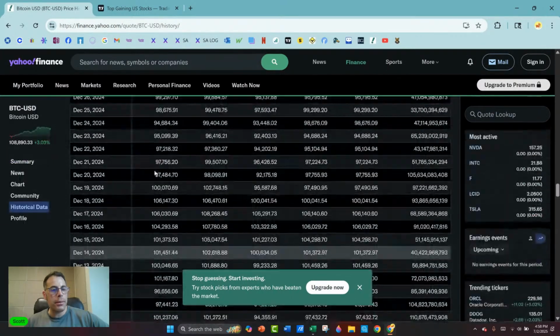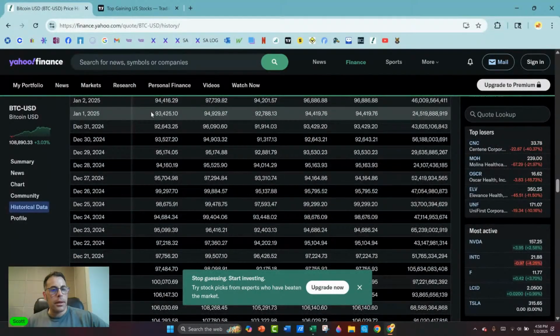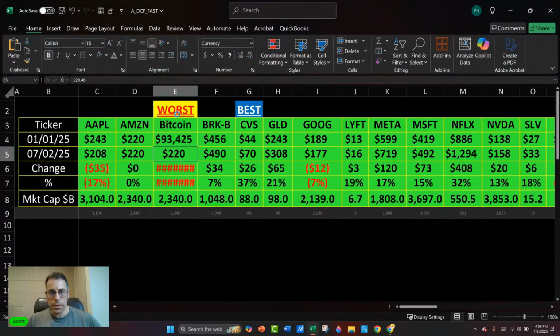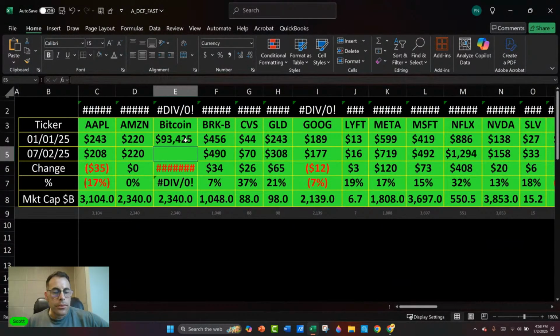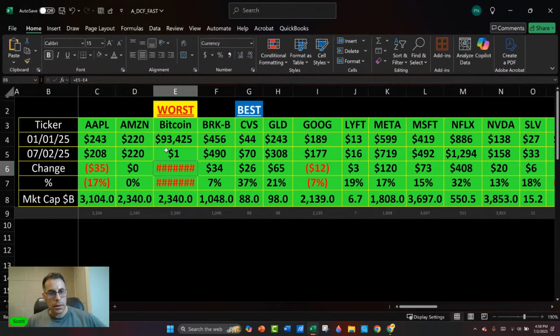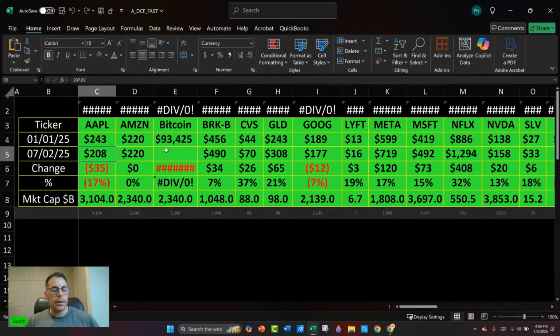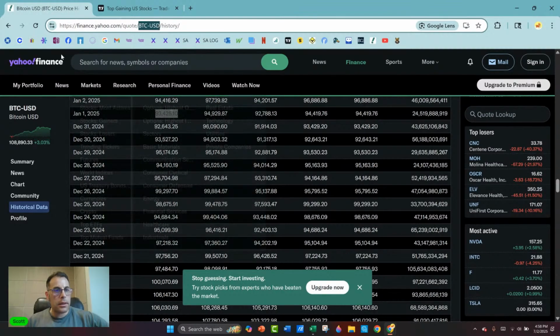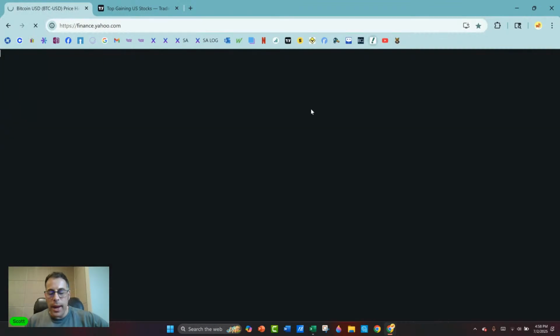This is just year-to-date information. So Bitcoin on 1/1. So we're going to update the current price of all these stocks. So let's start with Apple.